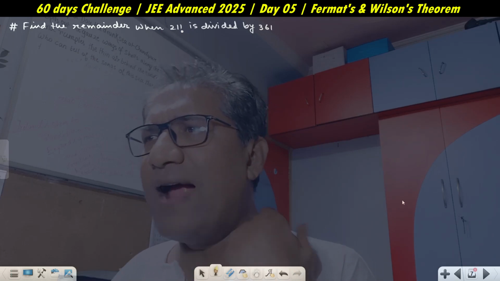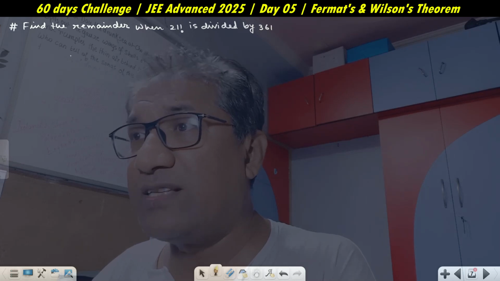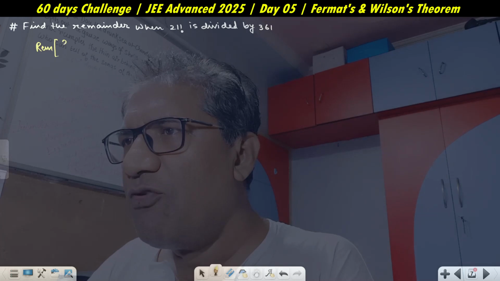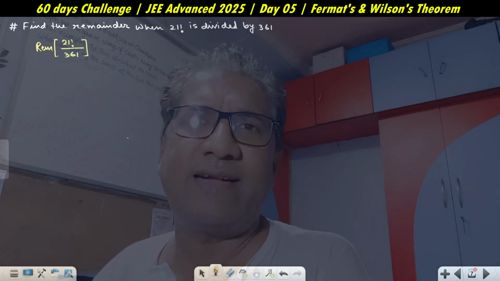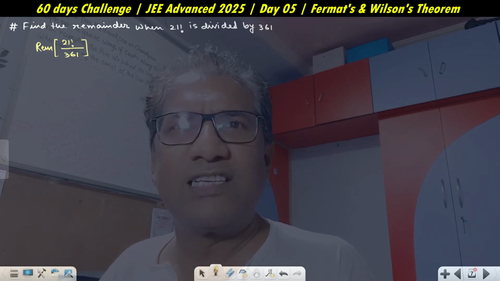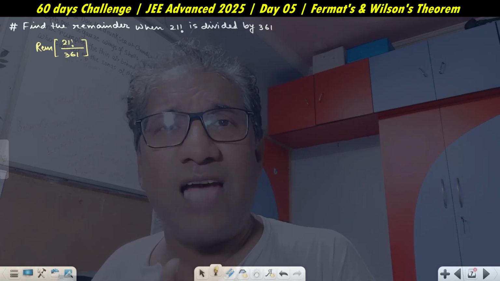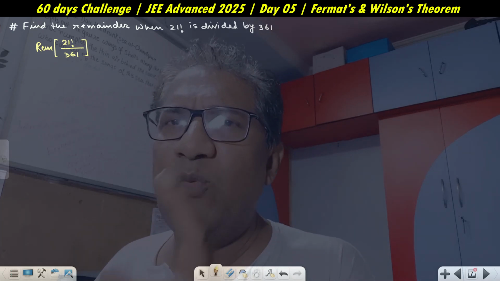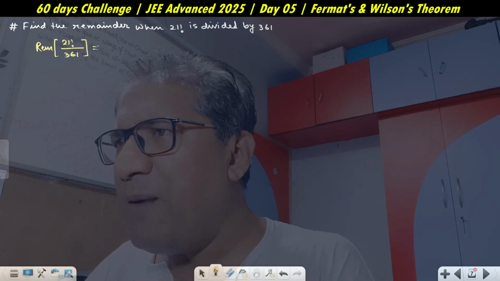See this question: find the remainder when factorial 21 is divided by 361. So we have to actually find out the remainder when factorial 21 is divided by 361. But unfortunately, here we cannot use Wilson's theorem. Can you tell me why? Because 361 is not a prime number, and that's the reason we cannot apply Wilson's theorem. So what to do? Okay, let me write in this way.